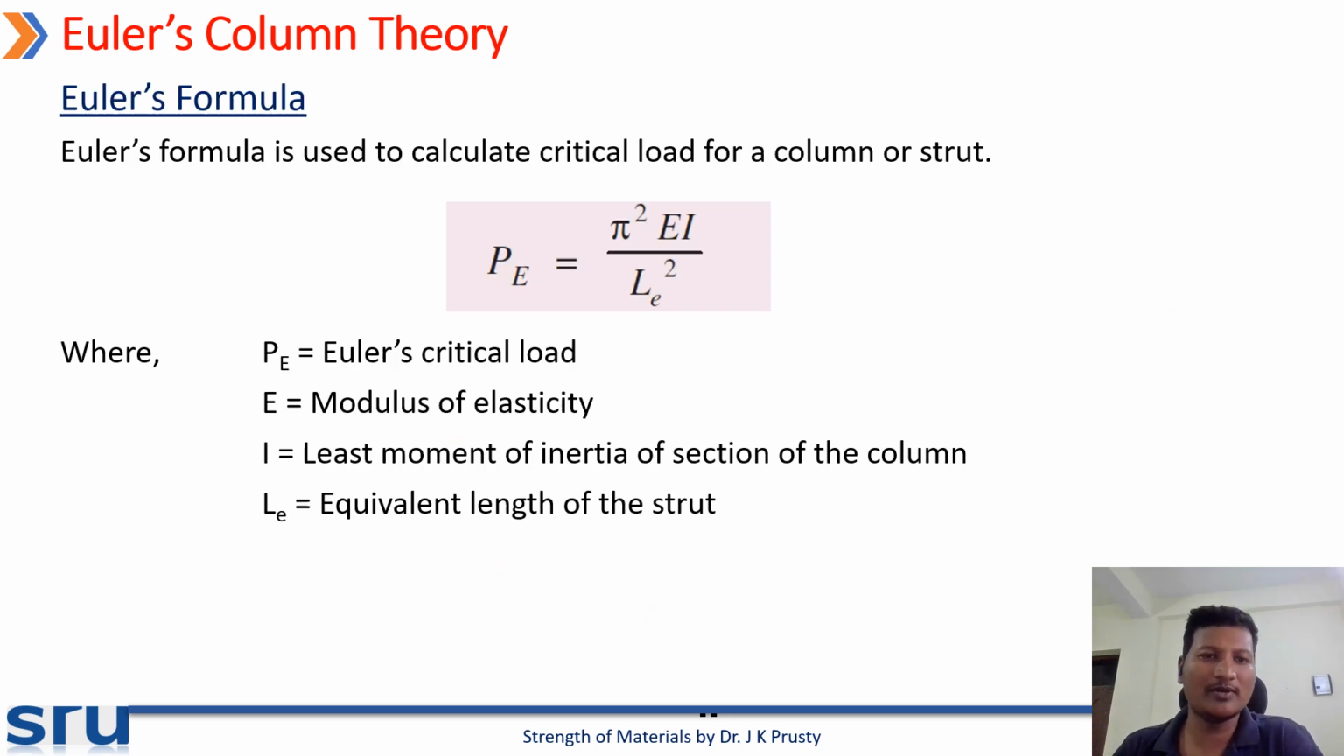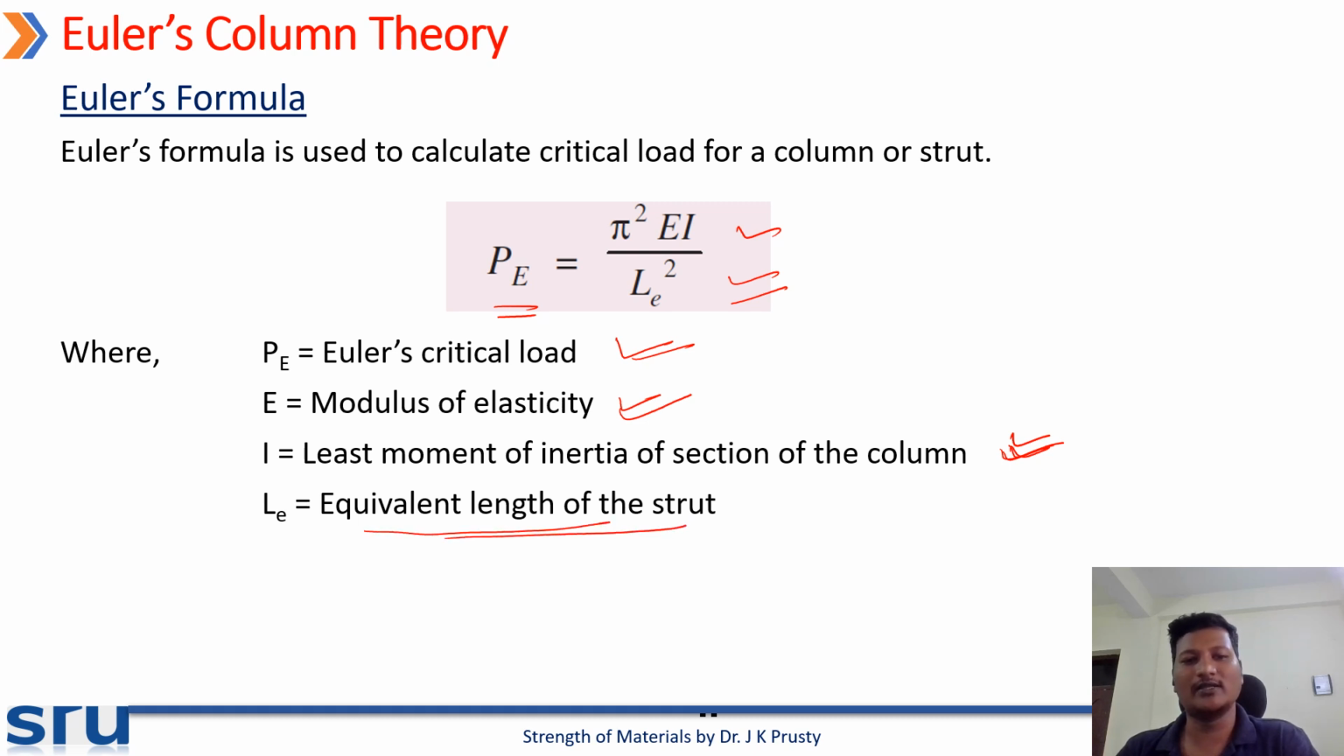So now what is the formula? Euler's formula to calculate the critical load for the column and strut: PE is equal to pi square EI by LE square. What is PE? This is Euler's critical load. E is modulus of elasticity. I is least moment of inertia of the section of the column. This is important. And LE is equivalent length of the strut.